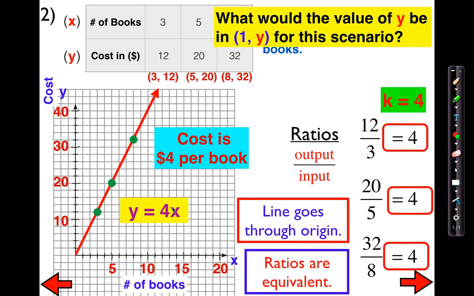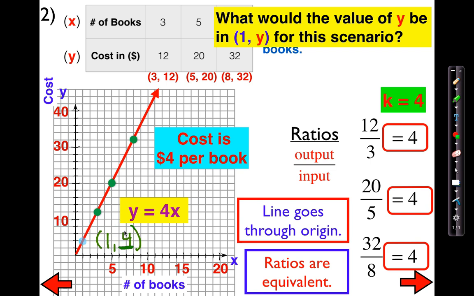Now, what would the value of y be in 1 comma y for this scenario? Why am I wanting to know this? Because once again, if you look at a graph, you can also use the graph to determine the constant of proportionality. So here, if I were to look at 1 comma y, here is 1, here is y. What is this value right here? Well, this ordered pair would be 1 comma, and since these are going by 2s, it would be 2, 4. Here, once again, you can see this is yet another way for you to find the constant of proportionality.